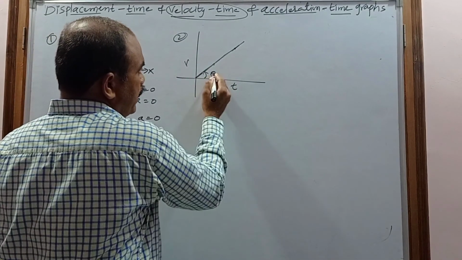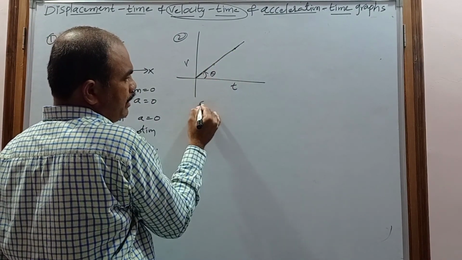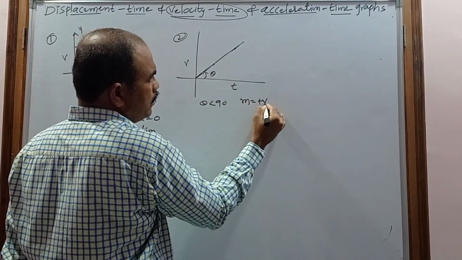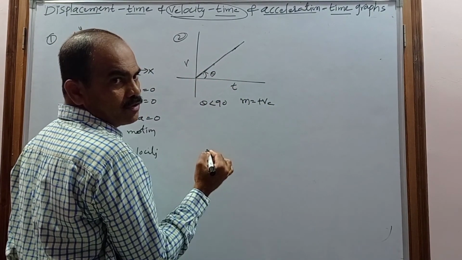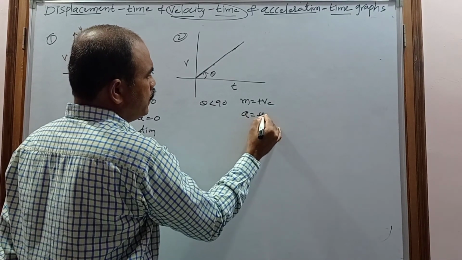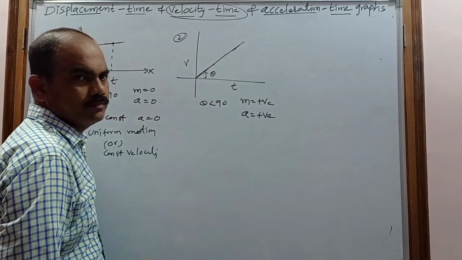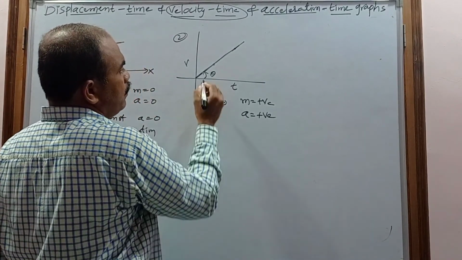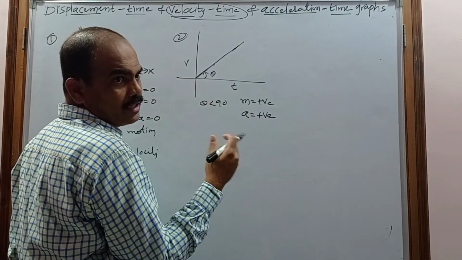Here the angle made by the tangents and the line is less than 90 degrees. That's why the slope is positive. The slope of the velocity versus time graph gives acceleration, so the acceleration is also positive. Now I am going to check whether the acceleration changes or not.